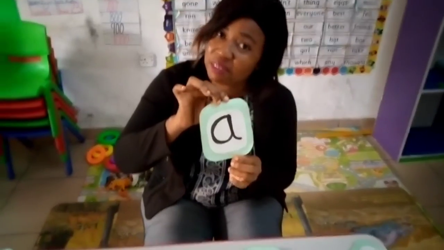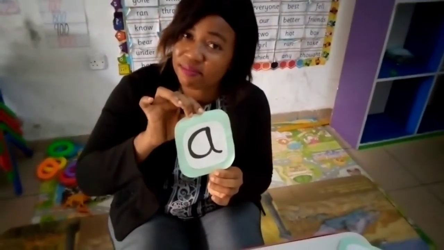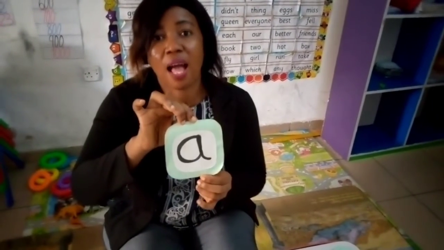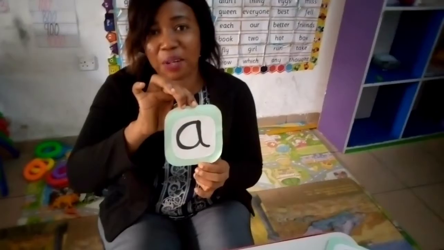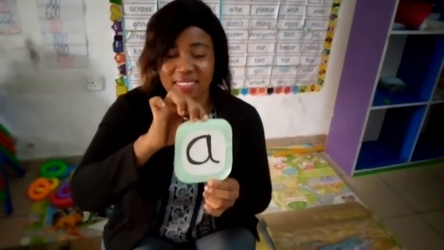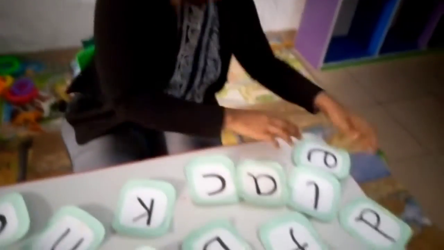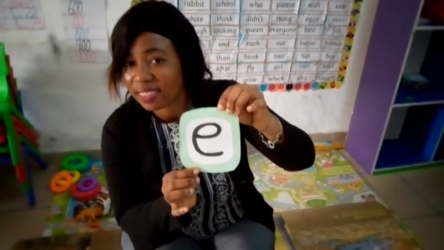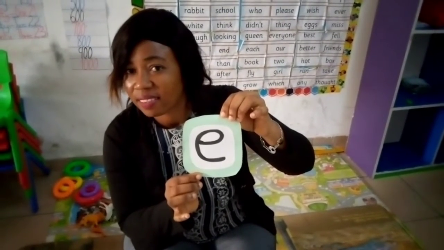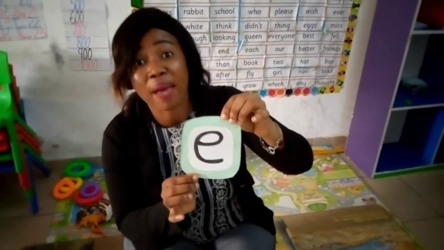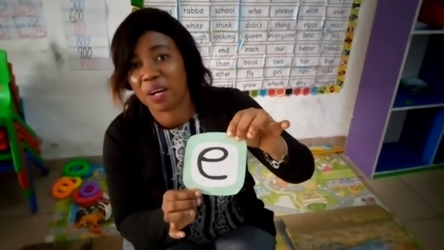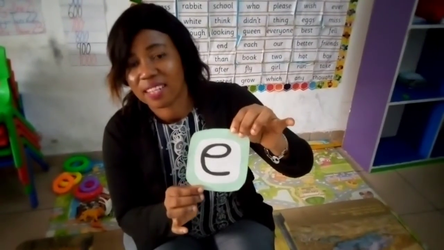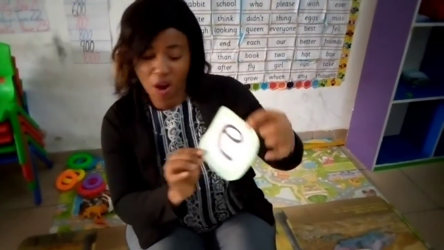What sound does the A make? The A makes A sound. Awesome. What sound does the E make? The E makes the E sound. E sound. Awesome.